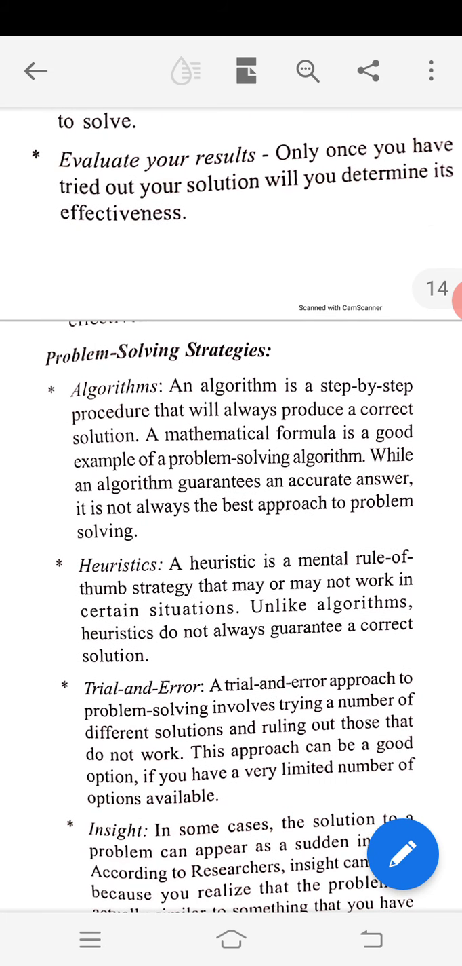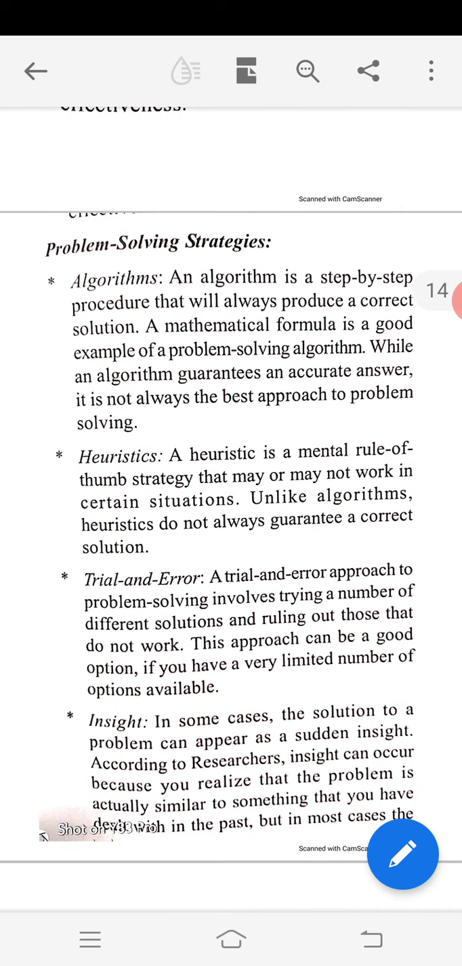Next, come to heuristics. A heuristic is a mental rule-of-thumb strategy. It is also a problem-solving approach. It may or may not work in certain times or situations, and unlike an algorithm, it is not guaranteed to give the correct solution.